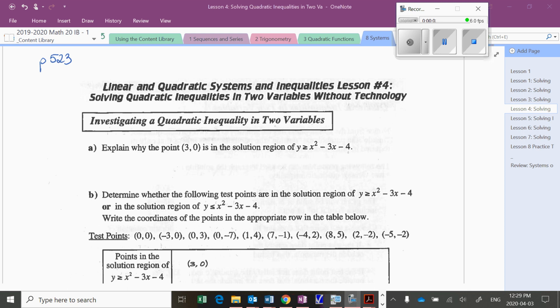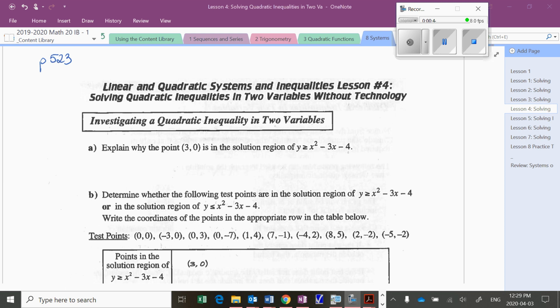Okay, so we're on page 523 in your Absolute Value Workbook for Math 20, Lesson 4, looking at solving quadratic inequalities in two variables. Just a quick review of what we looked at previously: solving linear inequalities in two variables. We recognized that our graph divided our Cartesian plane into two sections, one of which satisfied the inequality and the other which didn't, and we decided that through using test points by substitution.